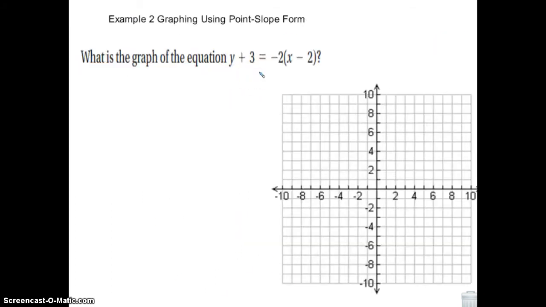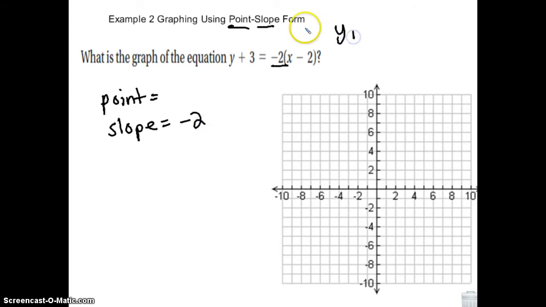Now, how do we graph something that's written in point slope? Well, it's actually almost as easy as doing something in slope intercept. In point slope, we are given a point and a slope. The slope is easy to find. It's right here. So the slope is negative 2 because remember the equation is y minus y1 equals m x minus x1. Now this is where a lot of people get in trouble.